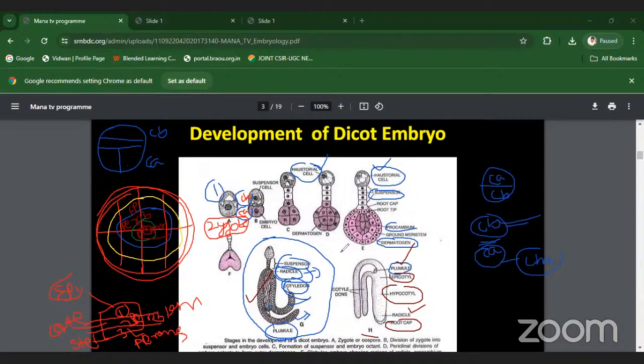Is it clear? Yes, sir. Sir, here one doubt: on the upper side, how are the haustorial cells formed? One minute. In the suspensor cell, how are the haustorial cells formed?